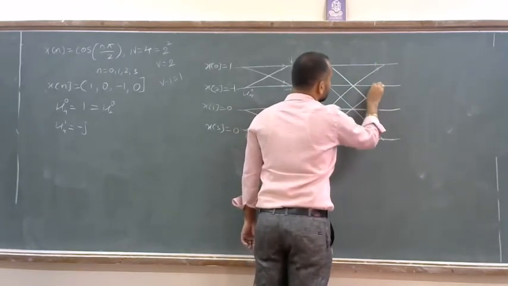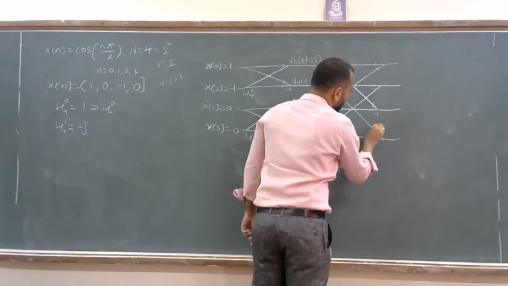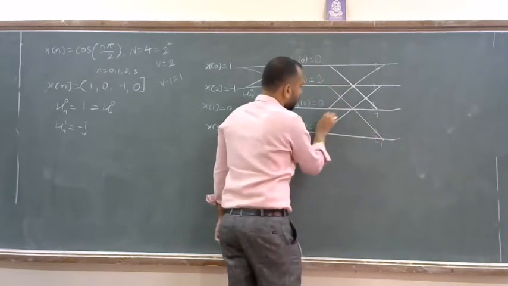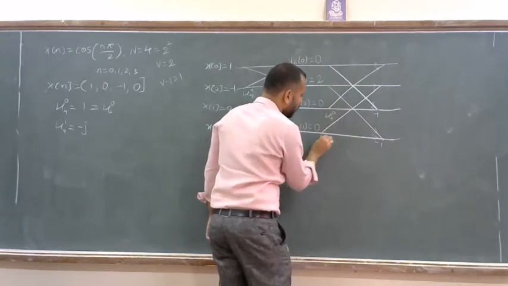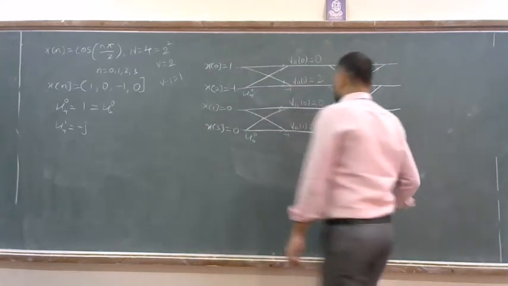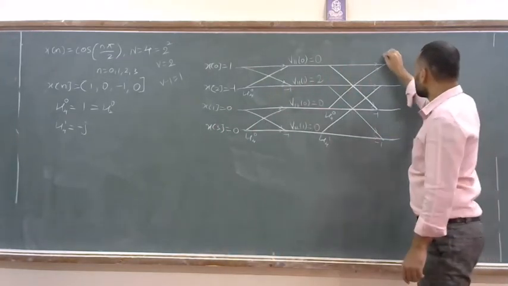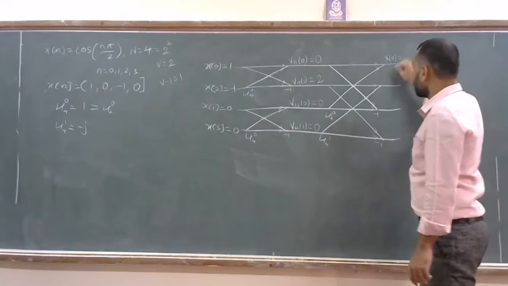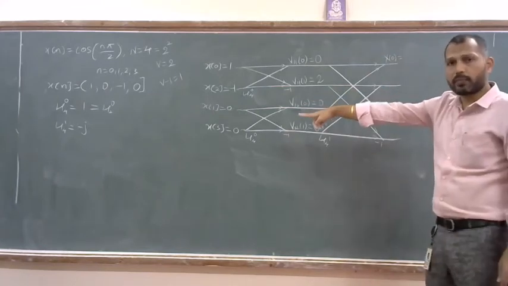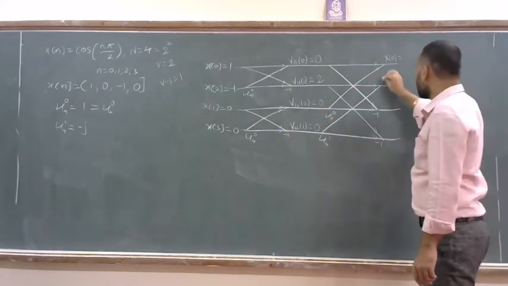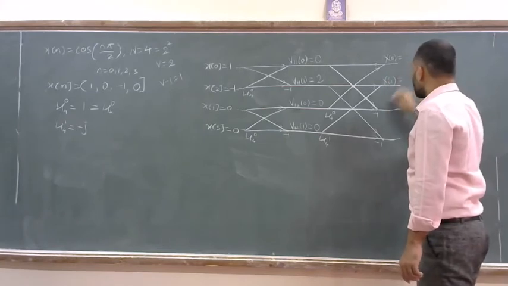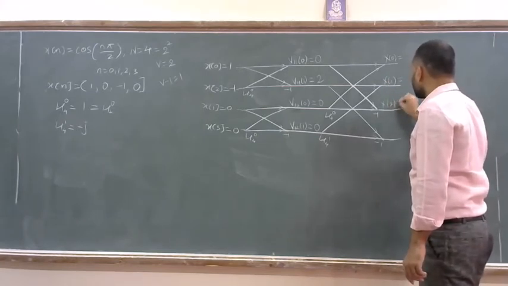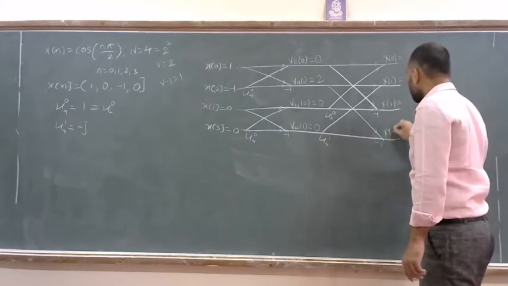Minus 1 and minus 1. W4 0 and W4 1. Okay, so let's say this is x of 0. Because input is in the bit reverse form, output DFT will be in the natural order: X of 0, X of 1, X of 2, and X of 3.